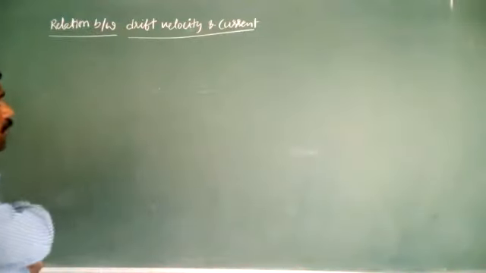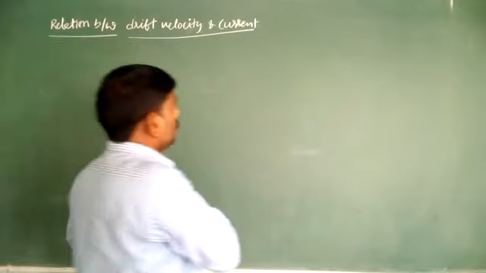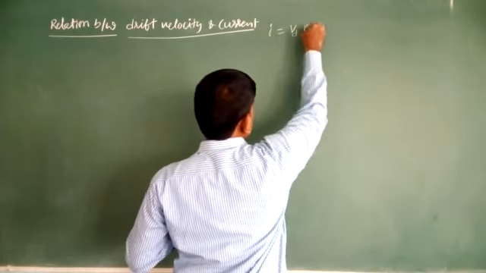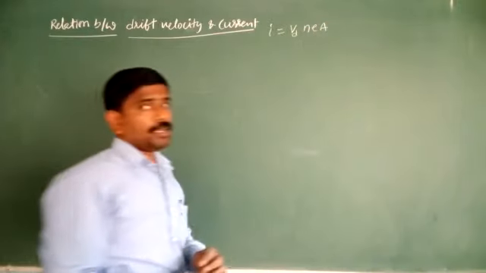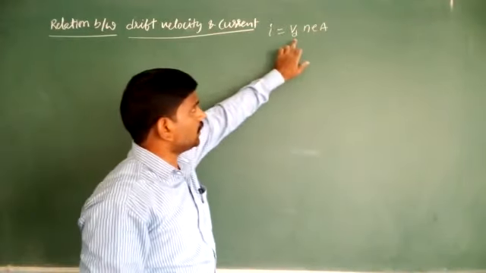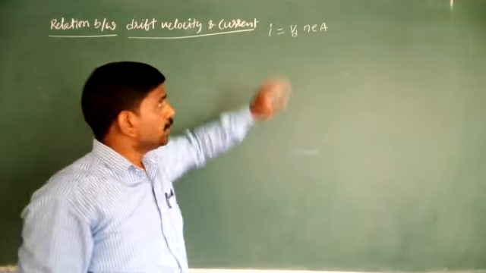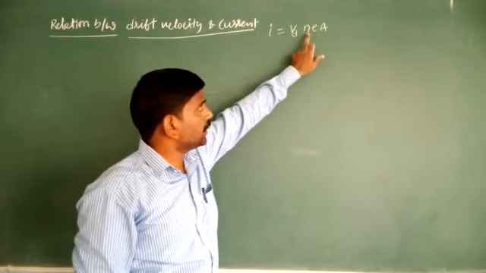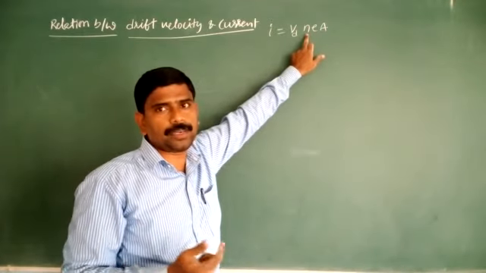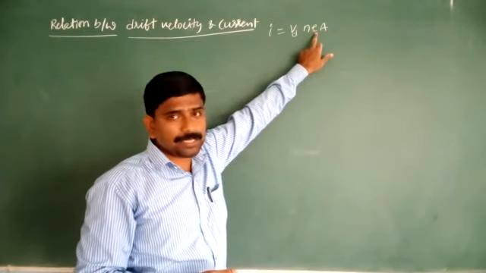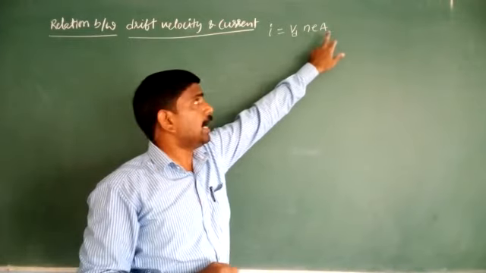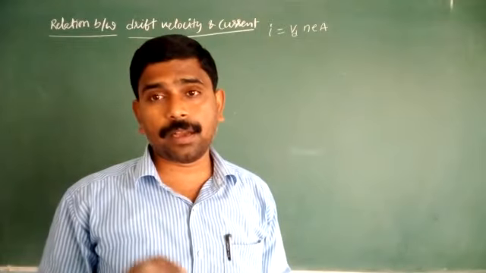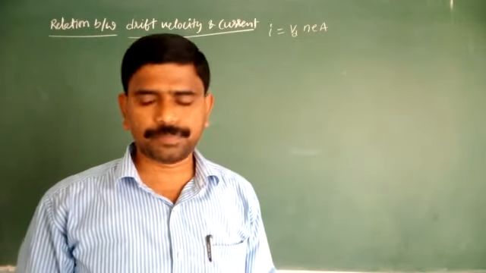So how are we deriving the relation? The relation is I is equal to VdneA. Right now we are deriving the relation I = VdneA. Here I means the current, Vd means drift velocity, n means number of electrons per unit volume, small e means the charge of the electron, and A is the area of cross section of the conductor.